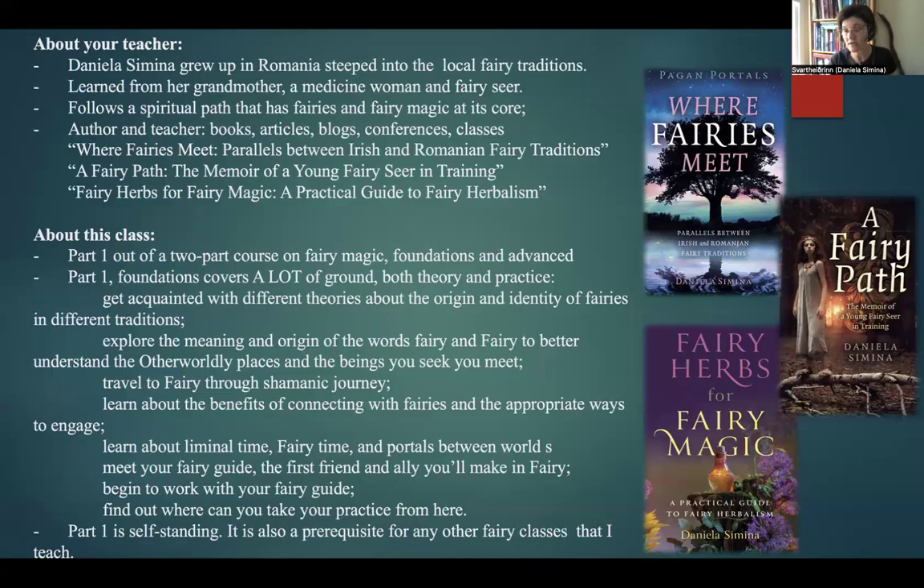If you're looking to take other classes about fairies and fairy magic with me or other teachers, because I strongly encourage you to take classes with other teachers as well and expand your horizon and see what type of information and teachings out there resonate with you the best, as opposed to just following one narrow line of thought, the personal views that teachers have. So this class will be a prerequisite for Fairy Herbs for Fairy Magic, and is a prerequisite for Part 2, Advanced Fairy Practices.